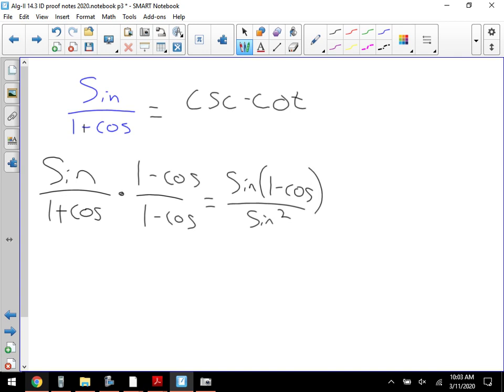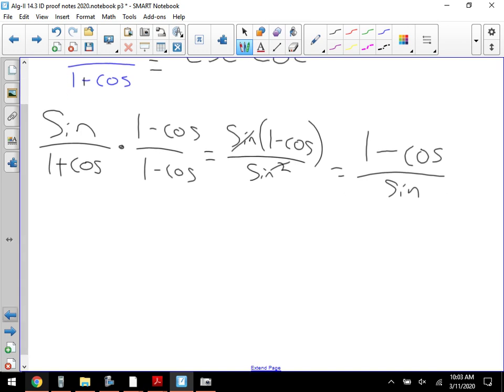One sine goes away, then all of a sudden I have 1 minus cosine over sine. Oh, look at that. 2 parts in the numerator, 1 part in the denominator. There's your common denominator, 2 fractions. Cosecant minus cotangent.